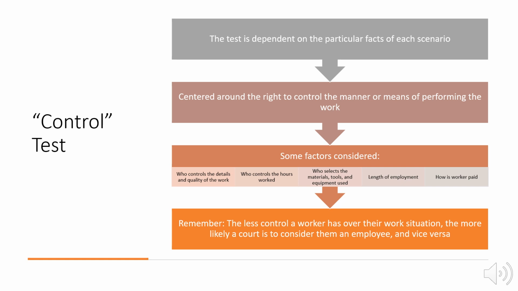Looking at who controls the hours worked, if the worker has the freedom to pick and choose their hours and come in as they please, that is more in line with the independent contractor. Whereas if the employer is telling the worker that they must show up during these hours or complete X amount of hours per week, that is more so in line with an employee.